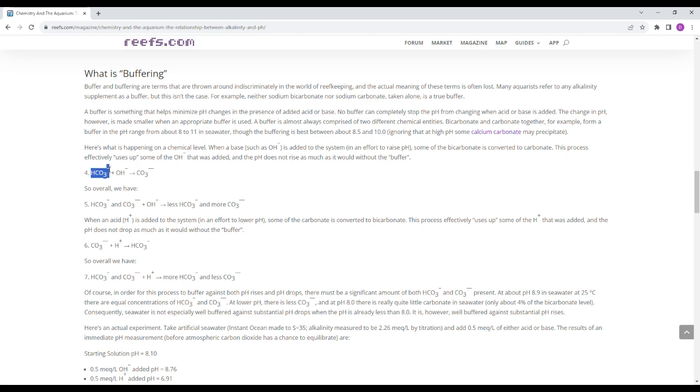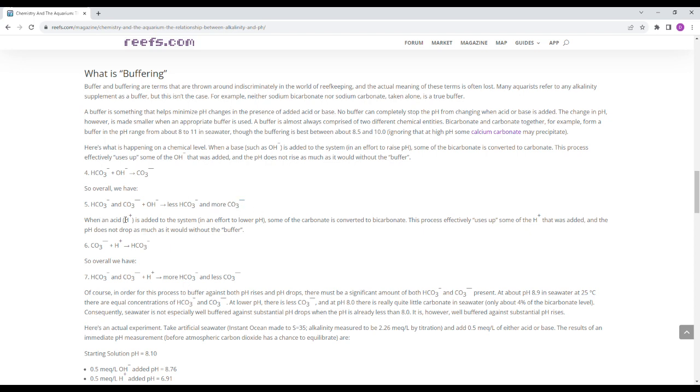So we have bicarbonate reacting with base to form carbonate. So overall we have bicarbonate and carbonate plus base, which result in less bicarbonate and more carbonate.